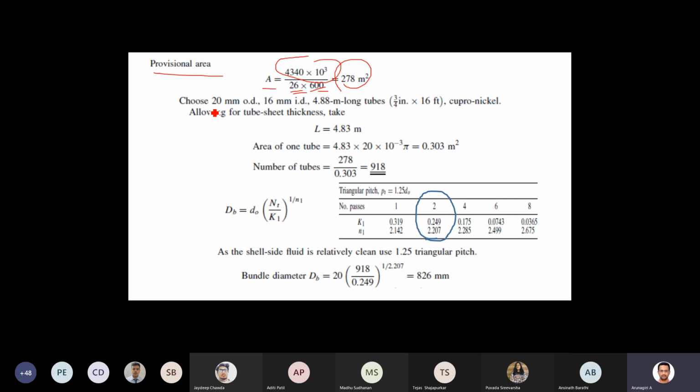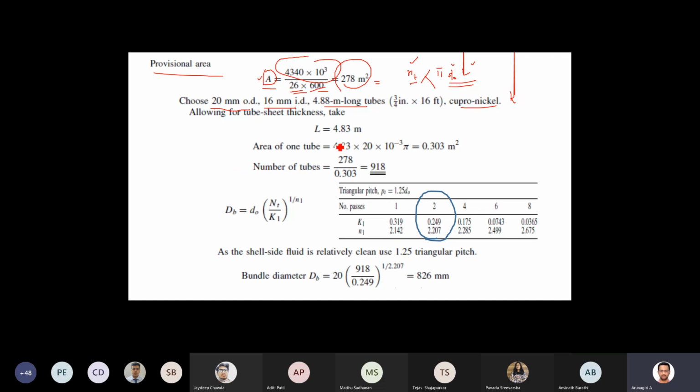Now you have to choose the OD of the tube, ID of the tube, length of the tube, the material of construction, and the corresponding thermal conductivity. Everything you have to define, because we have to calculate the number of tubes. So A is equal to NT into pi D naught L. This is the heat transfer area, not the cross sectional area. We have three unknowns: NT, D naught, L. So we have to define D naught and L so that you can find the NT value, since A is known.